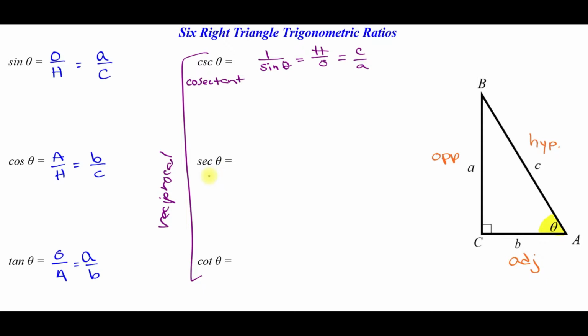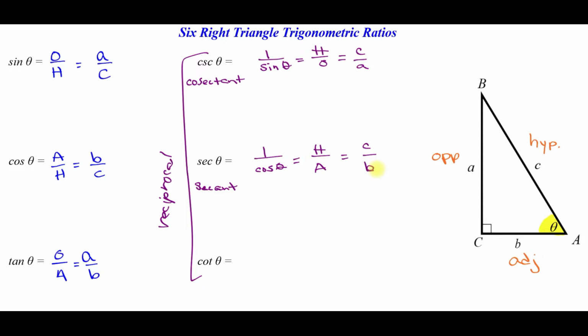My second reciprocal function is abbreviated SEC. This is referred to as secant. Secant is the reciprocal of cosine. So secant's 1 over cosine. So in terms of opposite, adjacent, hypotenuse, that's going to be hypotenuse over adjacent. And in terms of this triangle, that's going to be C over B.